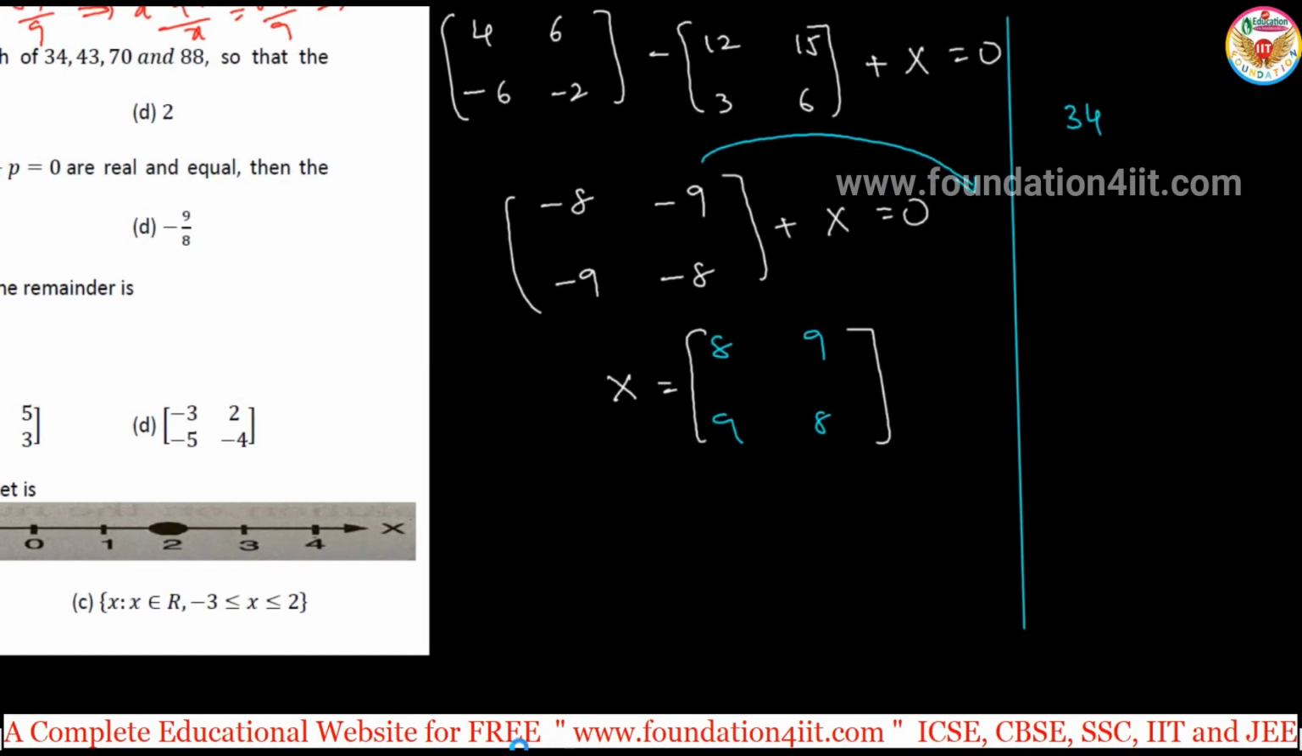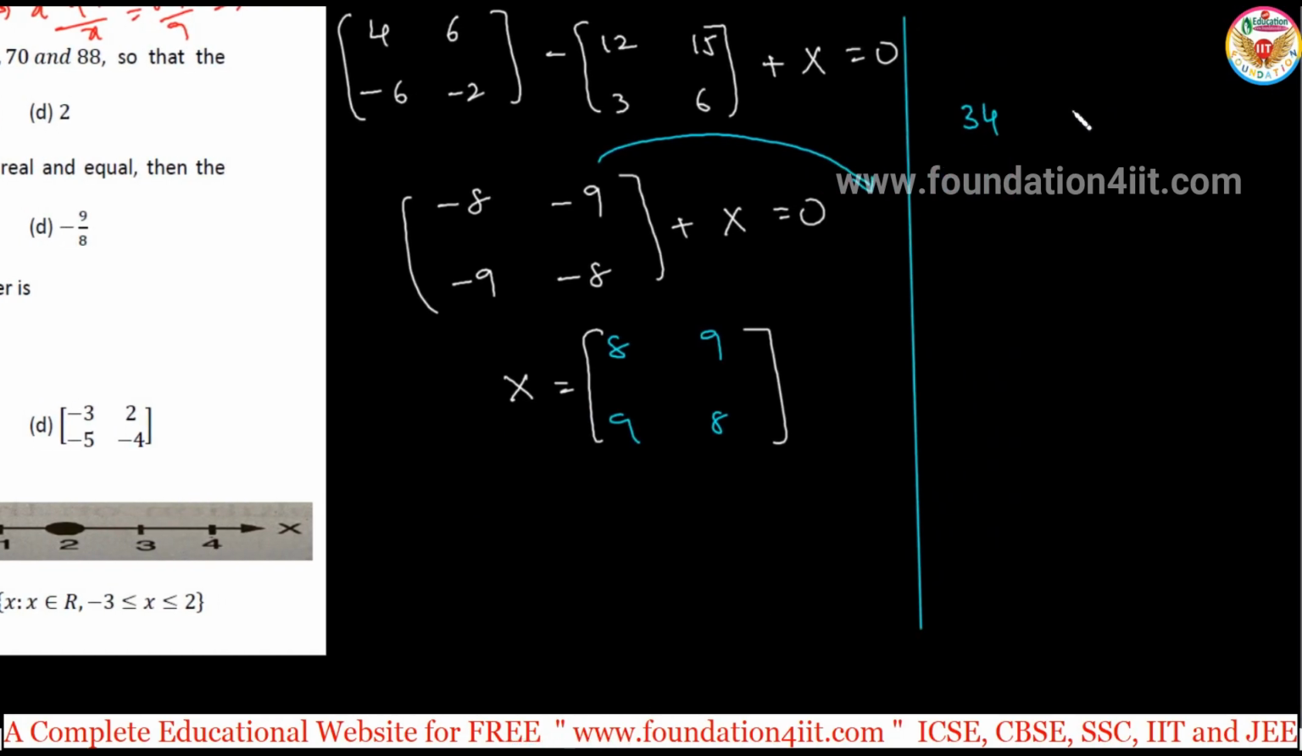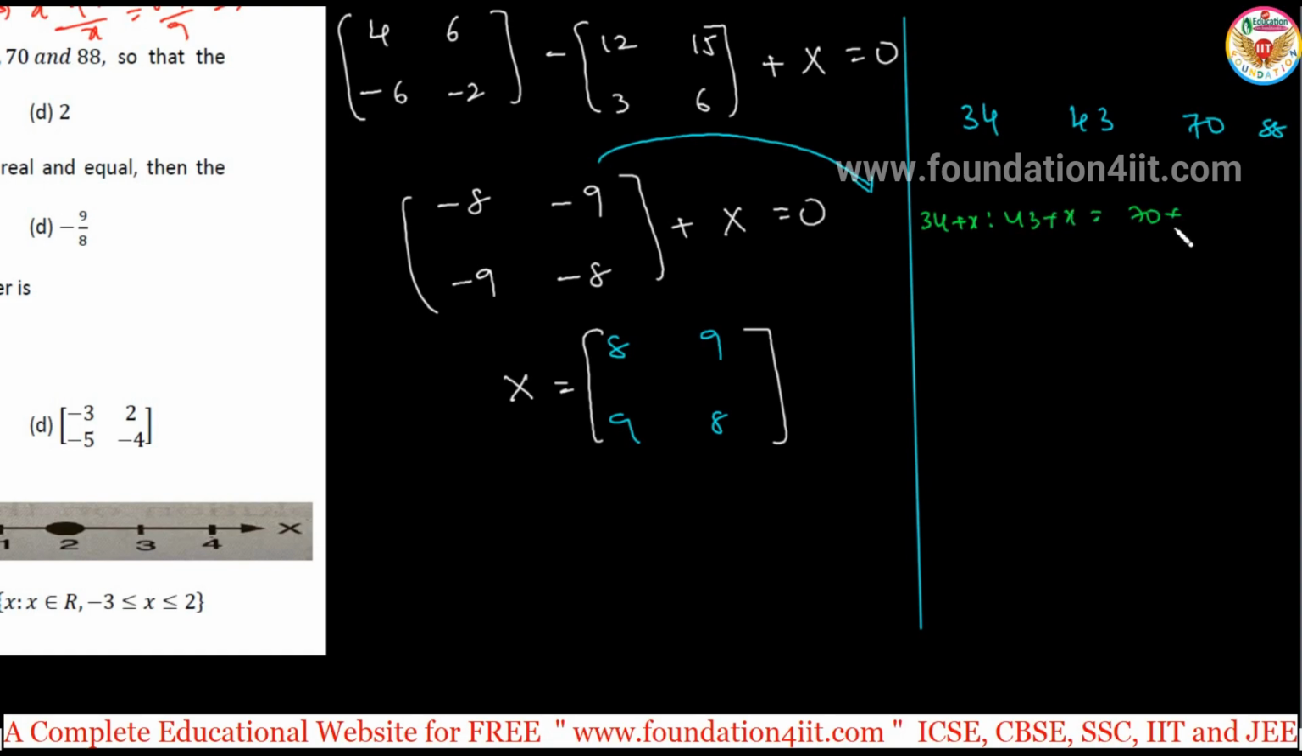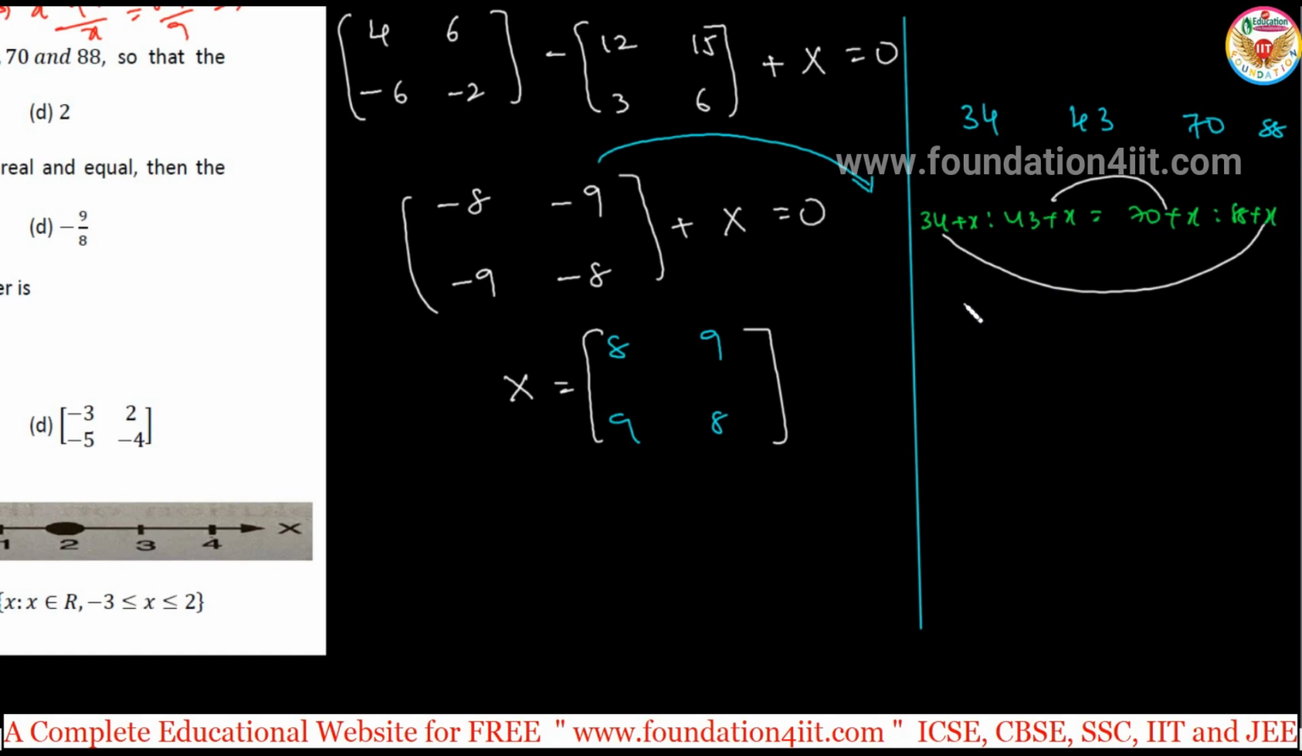Next one: 43, 70, and 88. So each number, what number must be added? Let me add x. Okay, so 34 plus x is to 43 plus x is equal to 70 plus x is to 88 plus x. You can use the product of the means is equal to the product of the extremes concept.